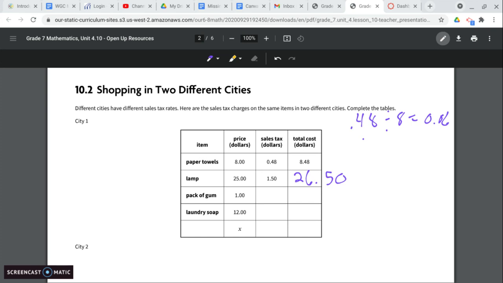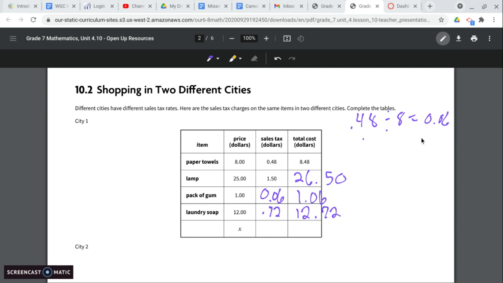So on the $1 for gum, we're going to multiply by 0.06. So $1 times 0.06 is going to give us 0.06. So our total would be $1.06. For the laundry soap, same idea. Take 12 and multiply it by 0.06. We're going to get 0.72. And then 12 plus 0.72 is $12.72.